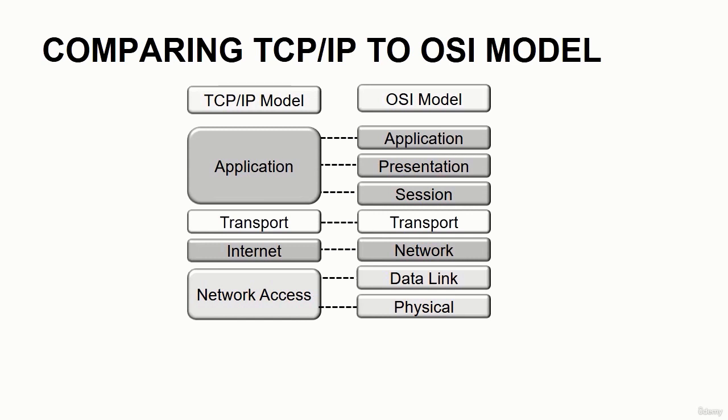Note that the functions of the top 3 OSI layers, application, presentation, session, are performed in a single TCP/IP model application layer. The transport layers of both models perform the same functions of segmenting, flow control, and end-to-end reliability, and the TCP/IP internet layer is similar to the OSI network layer and performs routing of IP packets. The network access layer focuses on how the bits are transmitted over a given link, much like the data link and physical layers of the OSI model.